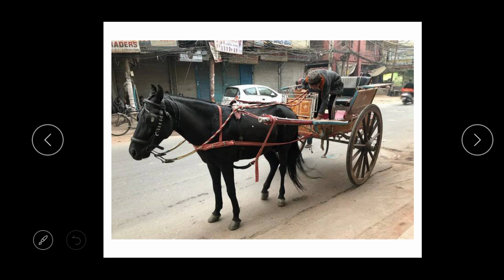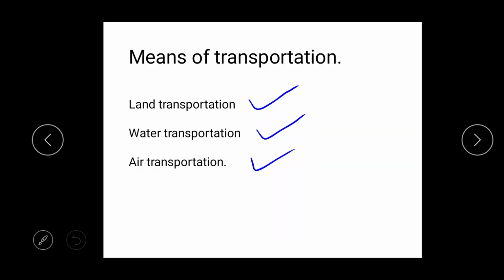In the olden days, boats, legs, and horse carriages were used as modes of transportation. Now we are in modern days, so we have modern modes of transportation, and the modes of transportation are now divided into three. We have land transportation, water transportation, and air transportation.